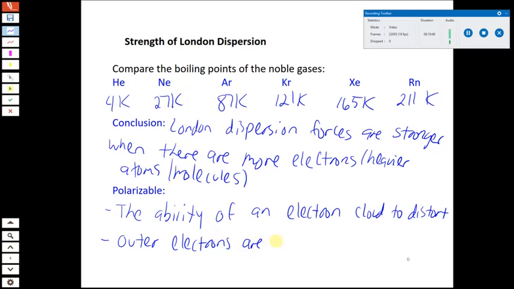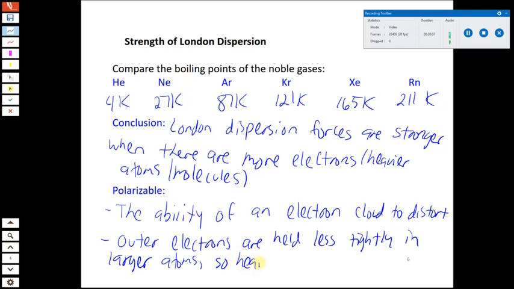So outer electrons are held less tightly in larger atoms. So this is sort of the reason why. You have outer electrons that are held less tightly as we get to heavier and heavier atoms, and so heavier atoms are more polarizable. And the more polarizable something is, the stronger the London dispersion forces will be.